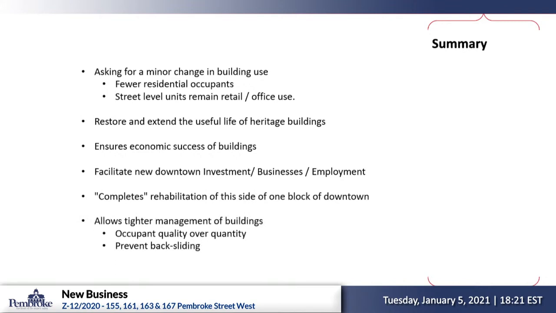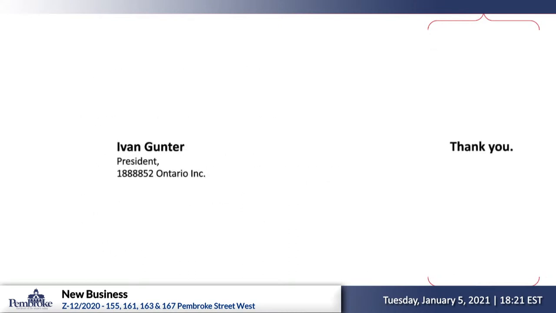Also, working with student residences, the way we can manage it, I think, is a lot tighter and a lot better than it would be with regular apartments. We saw in the past with 161 Pembroke Street West what can happen when there's really no oversight on the buildings. Okay, I apologize for all the delay in the sound, but any questions, I'll try to answer them.